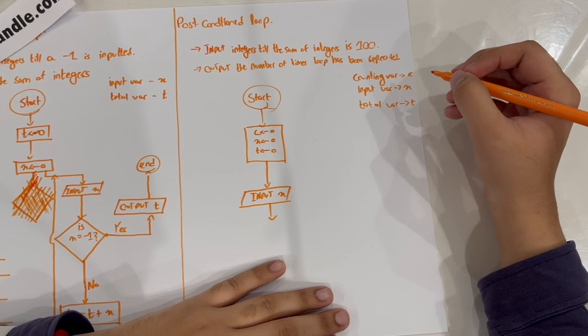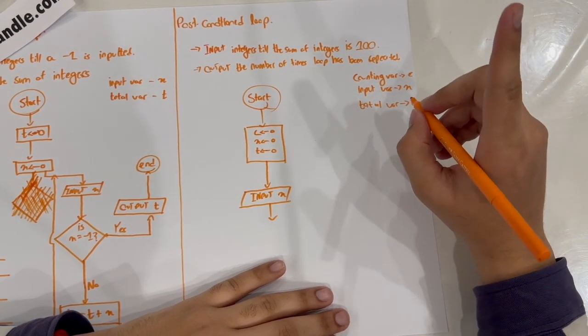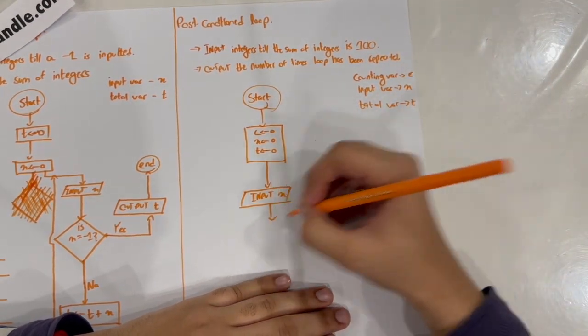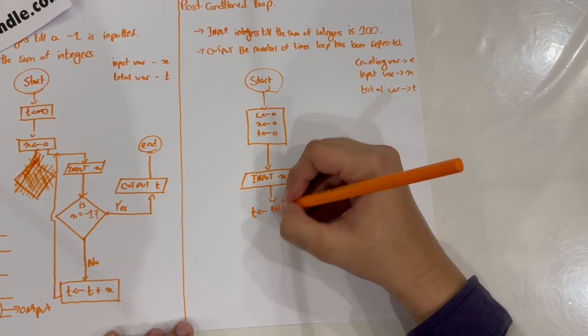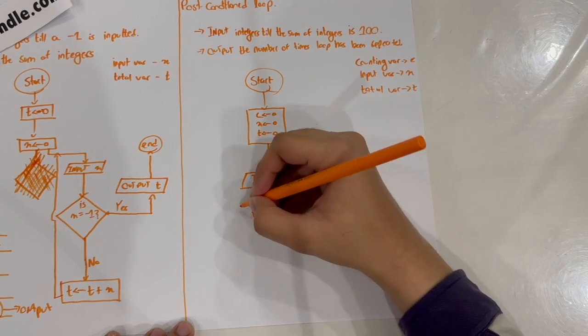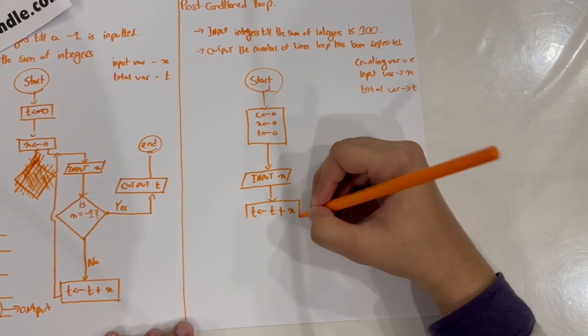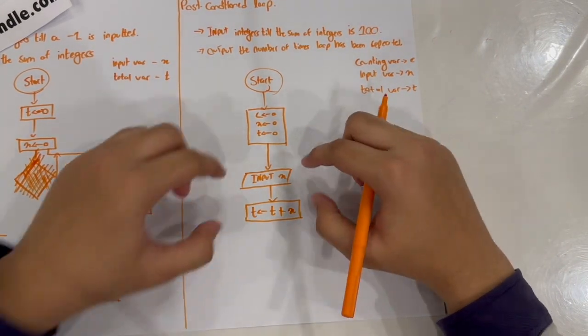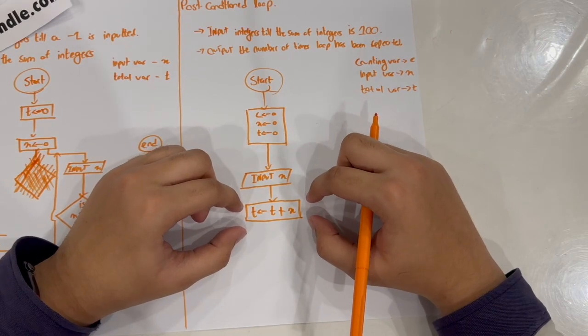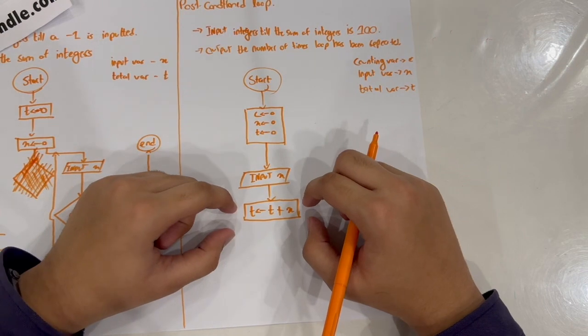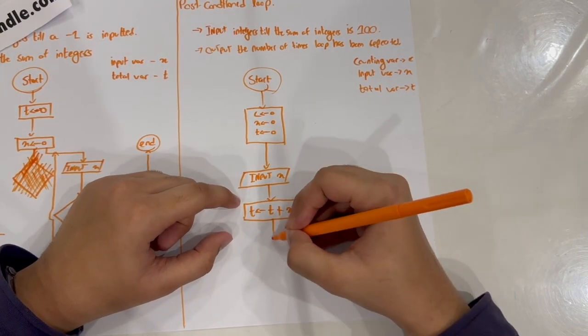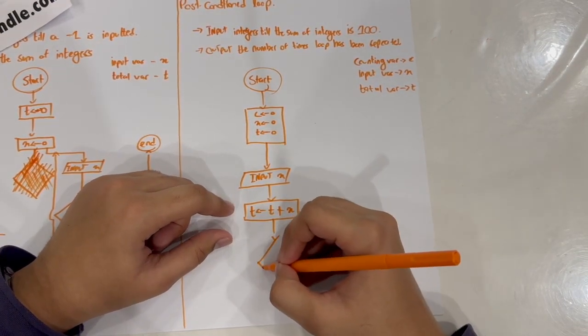And now we're gonna add up the x to the value of t, more like what we did here. So we're gonna total, like so. And then after the main process, in the precondition loop we have the condition before the main process, but here we'll have the condition after the main process, right here.